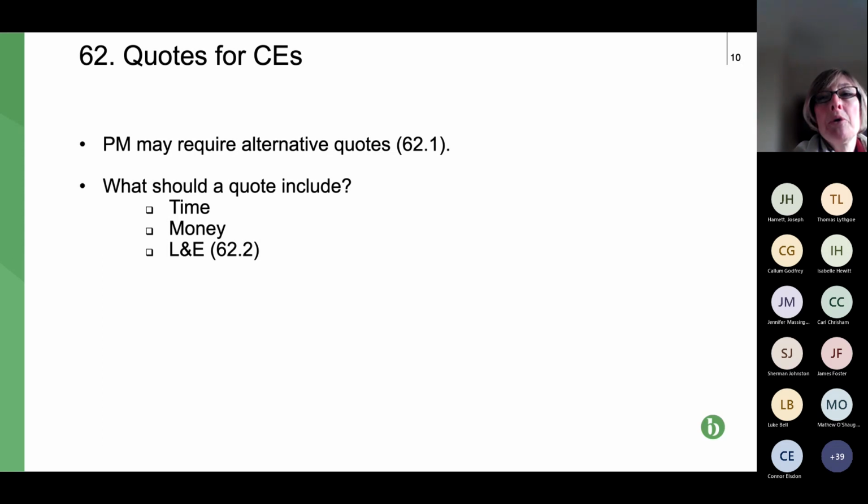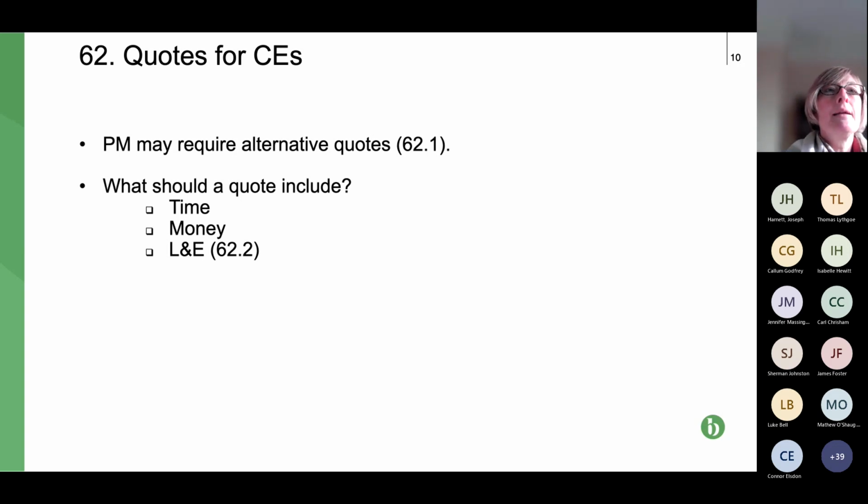Just bear in mind what your quote has to cover for a compensation event. It's got to cover the financial implication of any extra work. It's also got to cover your extension of time, so any extra time to be added, so any delay that's been caused by the CE, and also what I've called L&D, the loss and expense, which is the contractor's extra time on site because of the delay that's been caused.